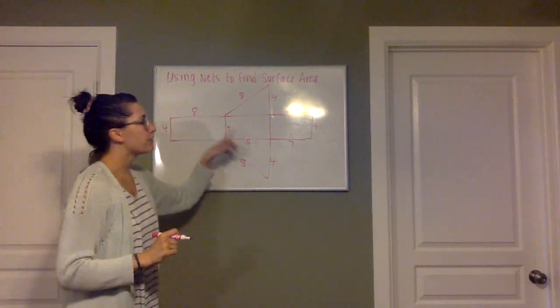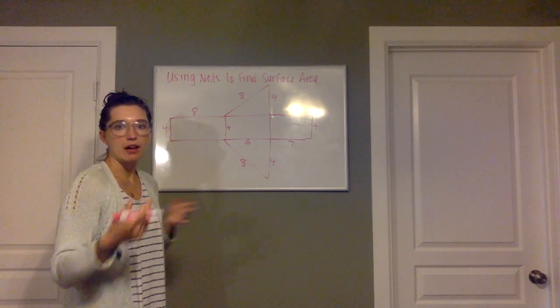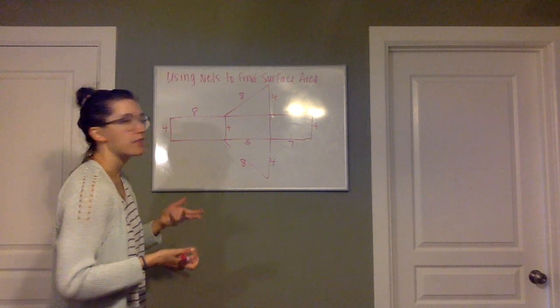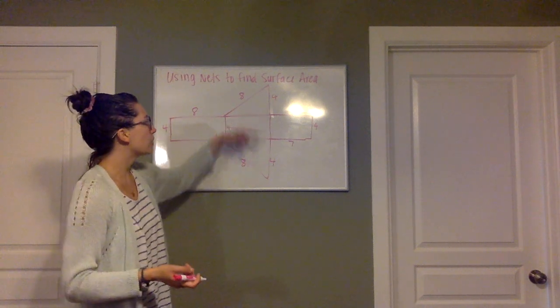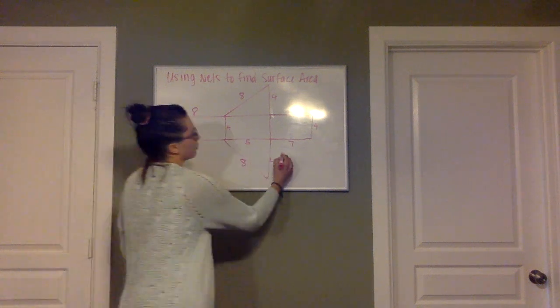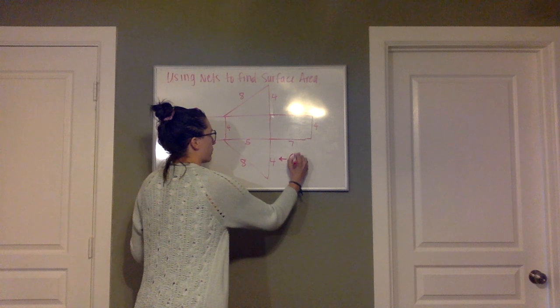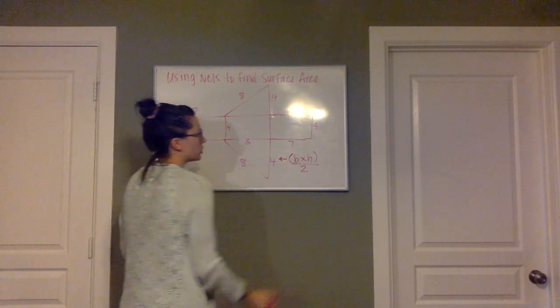So if I wanted to find the surface area of this shape using the net, I just need to find the area of each part. Like we just did, nothing has changed. But now I have, instead of just rectangles, I also have triangles. So let's do the triangles first because I remember that the formula is different. If you remember, it's base times height divided by 2.